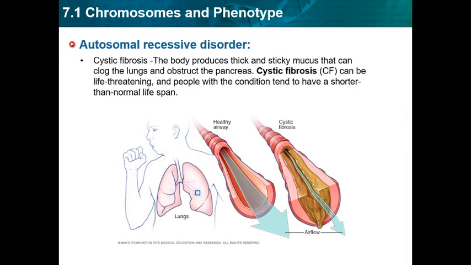Now, another example of a recessive disorder is cystic fibrosis. Cystic fibrosis is a disease wherein the body produces thick and sticky mucus that can clog the lungs and obstruct the pancreas. Cystic fibrosis can be life-threatening, and people with the condition tend to have a shorter than normal lifespan. So look at this. This one has cystic fibrosis, and this one is a normal, healthy airway, okay?